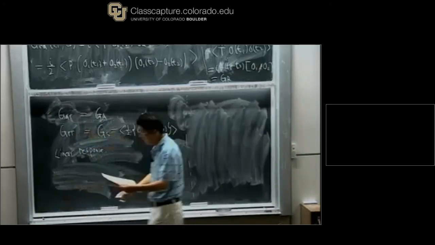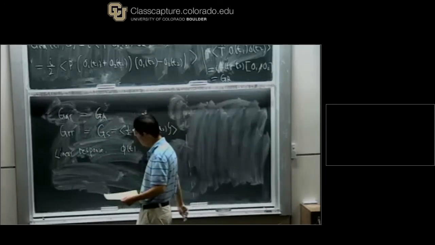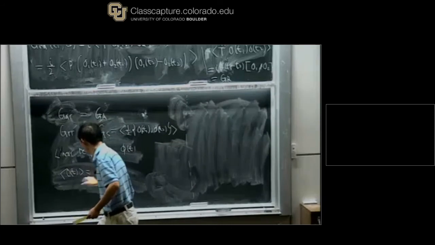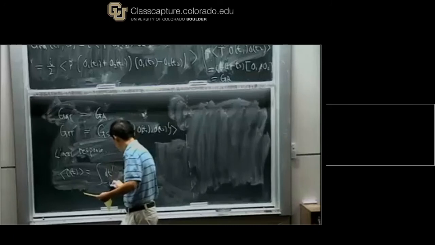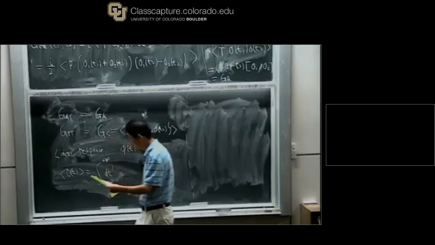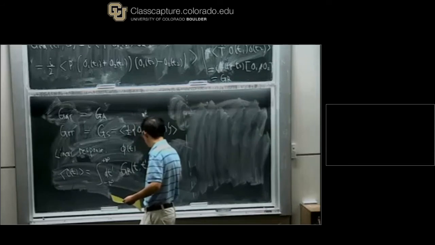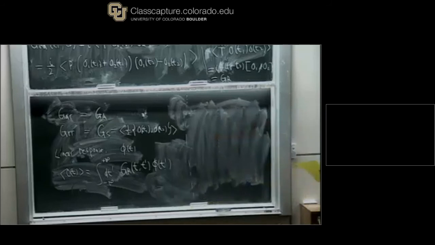Okay, so if you turn on some source, phi t, and then the response of this thing under this source, at the linearized level, is just given by the retarded Green function with respect to the source. Okay?